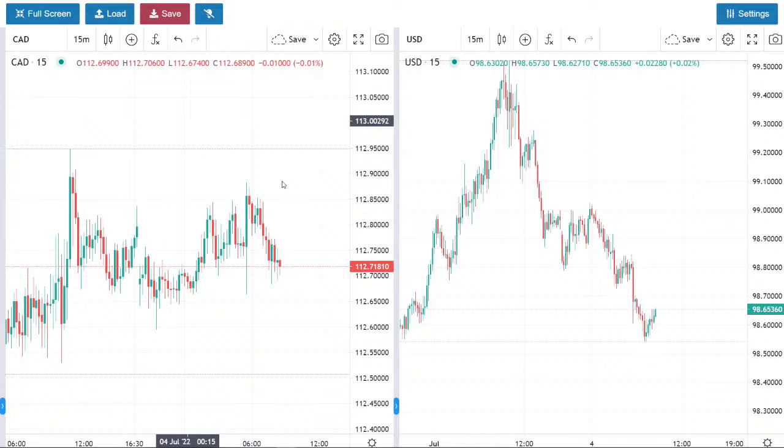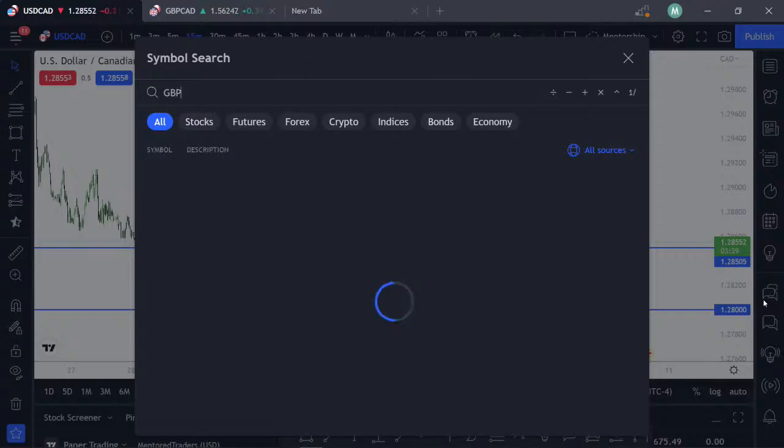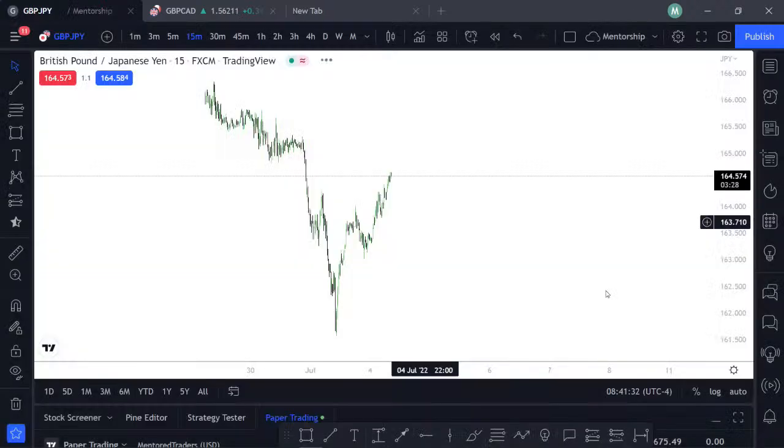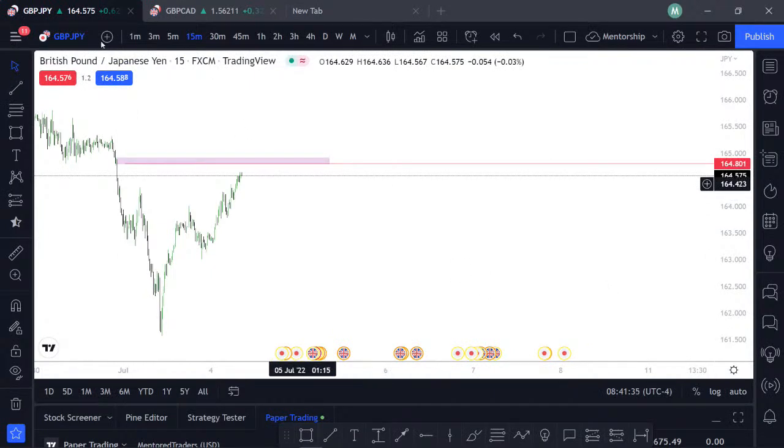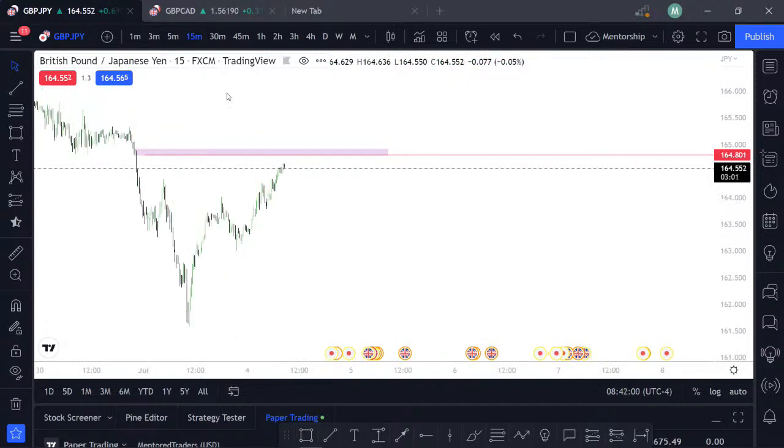Let's have the Pound first, GBP JPY. Here. Let's have the GBP. We analyzed this one and we are looking at the 80 level. But I am seeing this pair's market moves at its own pace unless we have high volatility news, either Japanese or British pound.